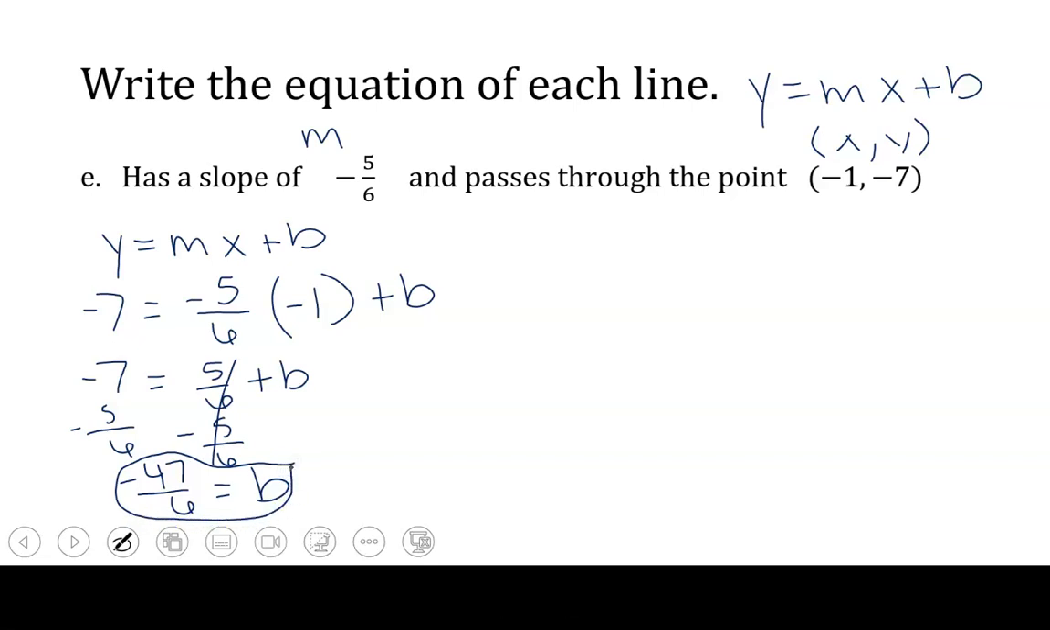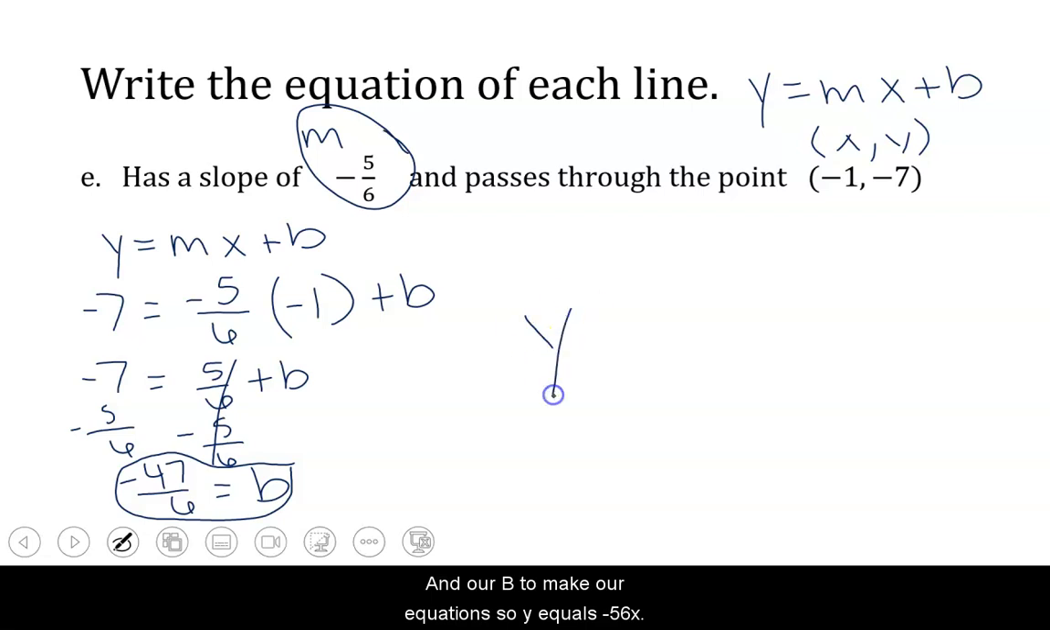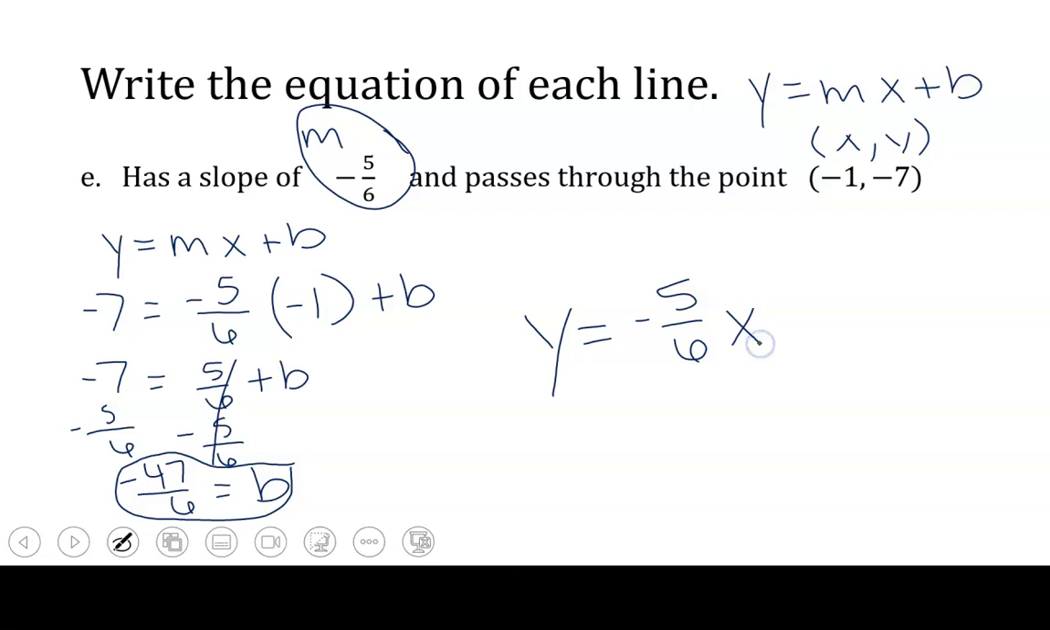Now for that -47/6, you need to keep it as an improper fraction, not a mixed number, because the slope is a fraction. So we need to plug in our m and our b to make our equation. So y equals -5/6x minus our b, 47/6.